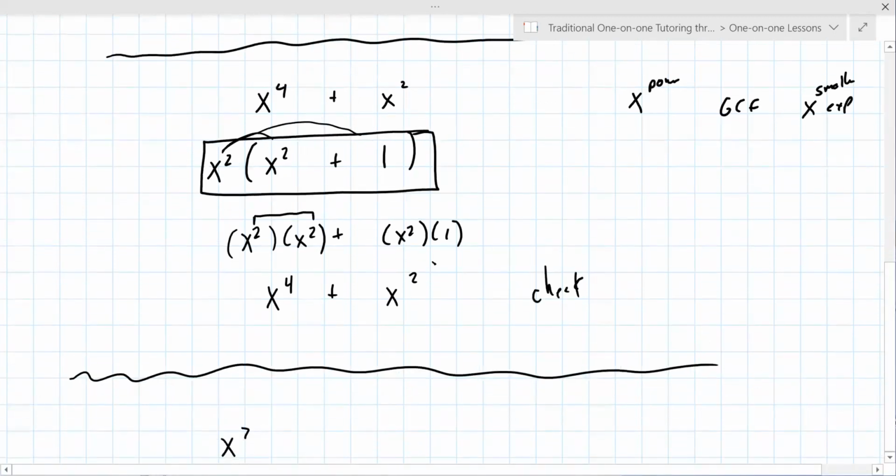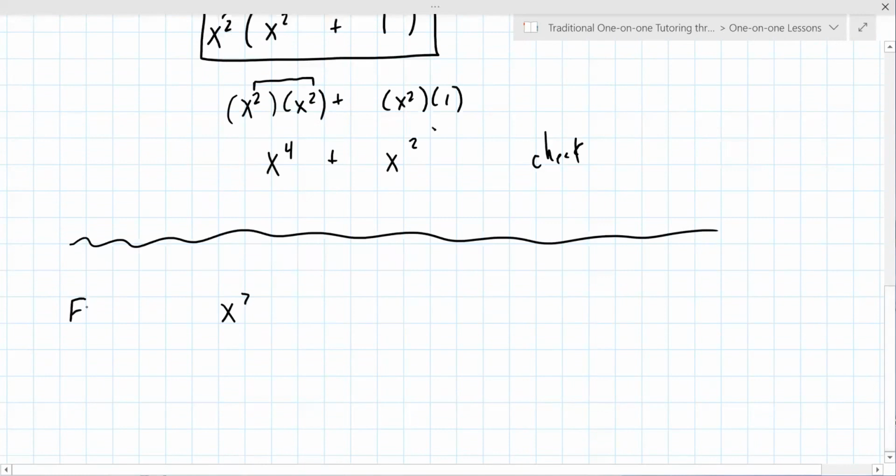Okay, let's actually get into some problems here. It's going to say factor x to the 7th plus x to the 5th. What you have to do is figure out which is the smaller exponent, and it's x to the 5th. So the first position, what do you put here? This is the question, and this line right here is your answer. What goes here so that when you multiply it by x to the 5th, you get x to the 7th?